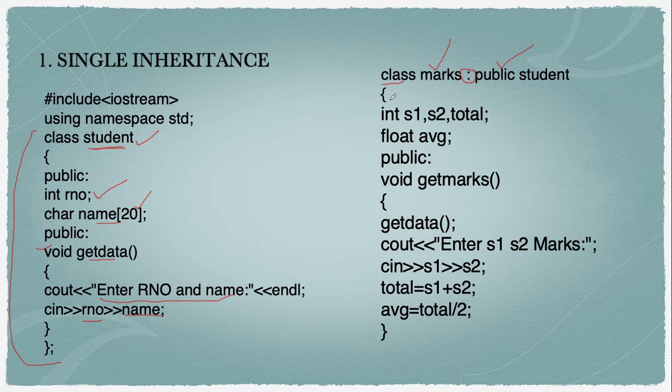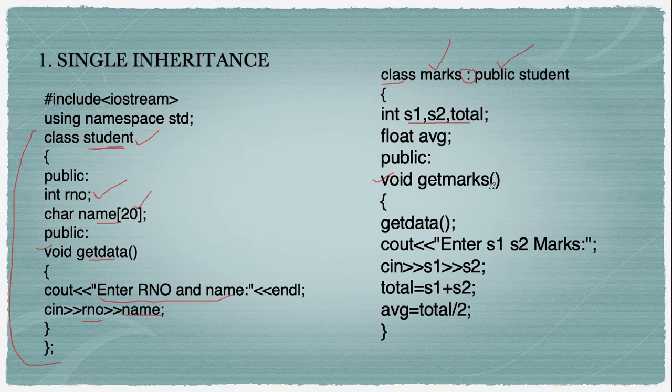In the marks class I have declared some other variables. I need some variables for storing numerical values, so marks S1, S2, and I have to calculate the total value. So I need three numerical variables and one decimal variable. That's why I have defined average as a float variable. Here I'm going to create one function called get marks. This function is not going to return any value, so I have to specify the return type as void.